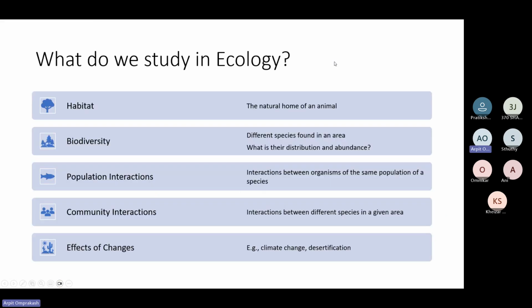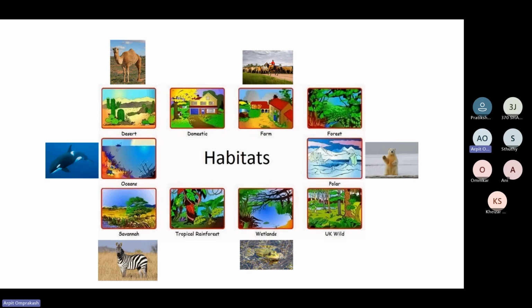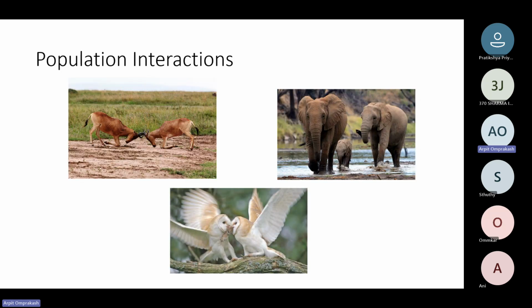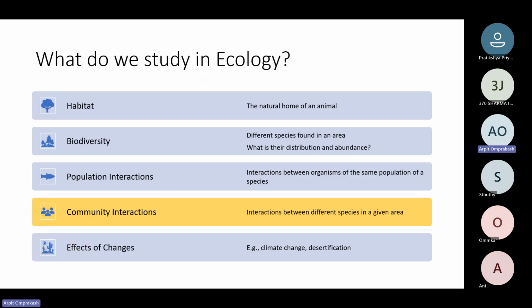Right. Then we talked about why we study ecology. What do we study in ecology? Basically we study the habitat, which is the natural place where an animal lives. We talked about biodiversity, where different species are found in a given area, and the distribution and abundance of a given species. We talked about population interactions, which is interaction between organisms of the same population or species, such as male-male competition, group living, and all those things.